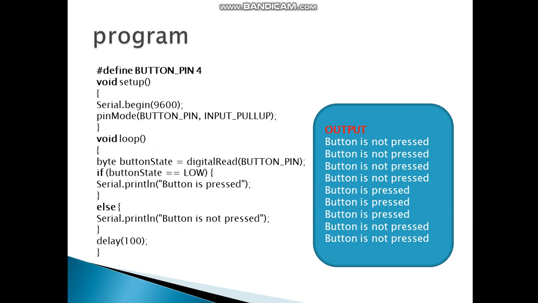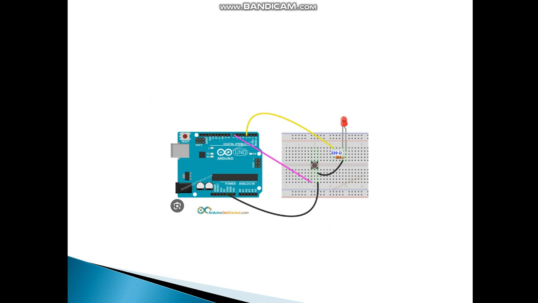Next, this is another type of program. Here it is written Serial.print: button is pressed, else button is not pressed. If we press the button, in the serial monitor output there will be button is pressed. If you do not press it, the output will be button is not pressed. This is the circuit diagram.